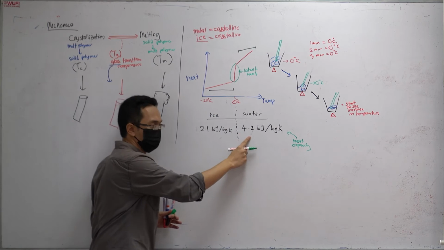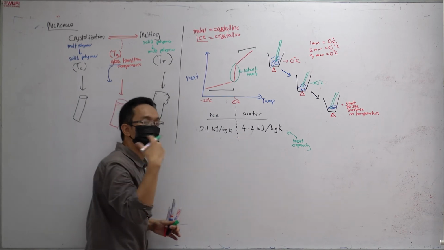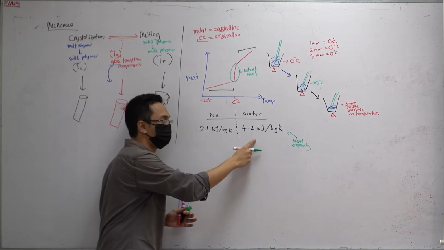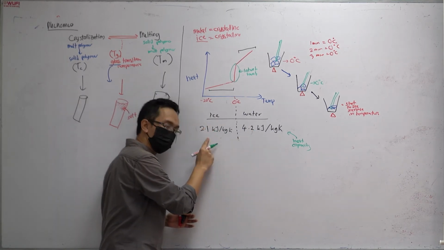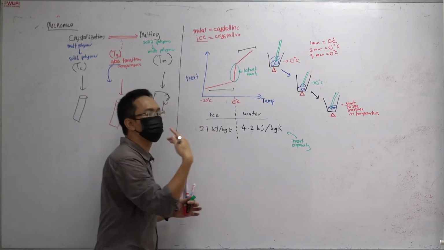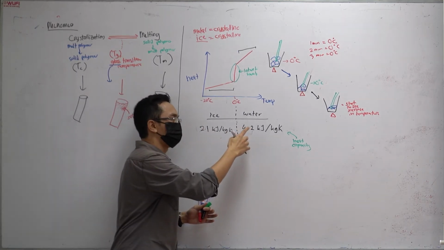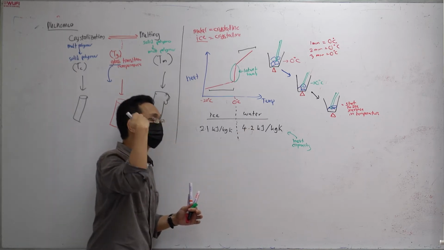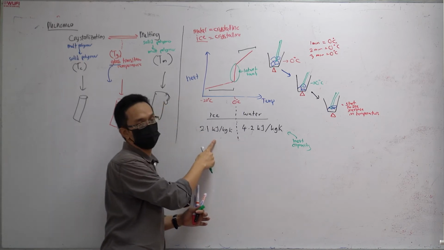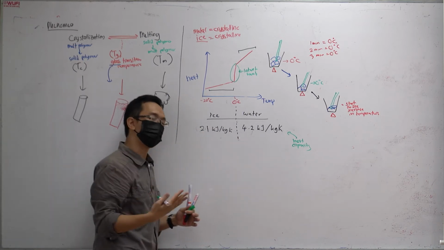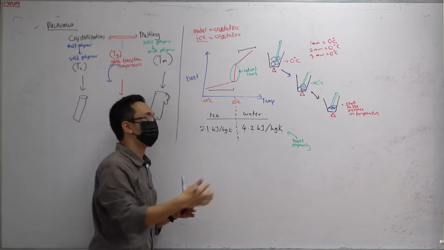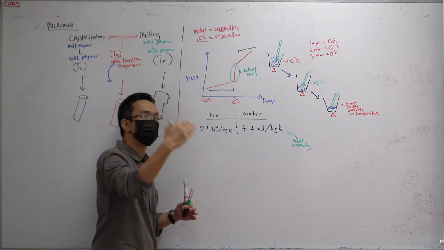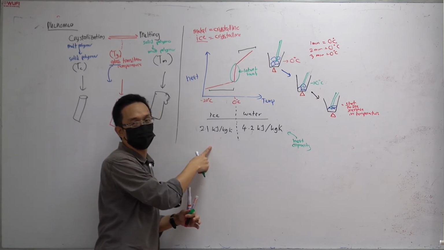So what it means here is that you need double the energy, the heat, to raise the temperature compared to the ice. You need twice the energy for water to increase the temperature by 1 degree Celsius compared to the ice. Understand or not? Meaning the temperature of the water will increase slower than the ice. You get or not?